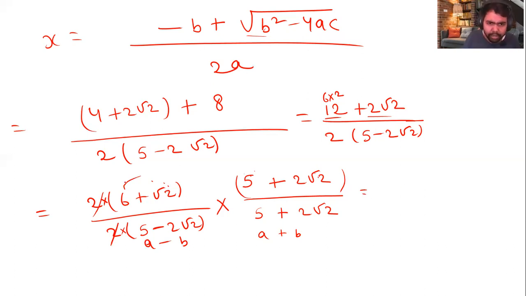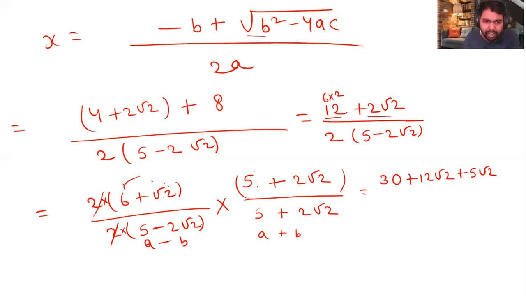So first of all, I'm going to solve this. 6 times 5 is going to give me 30. Then again 6 times 2 root 2. 6 times 2 would be 12 and just root 2, so 12 root 2 I'm going to write like this. Then again, solve this: 6 times root 2 times 5. It is just going to give me 5 root 2.